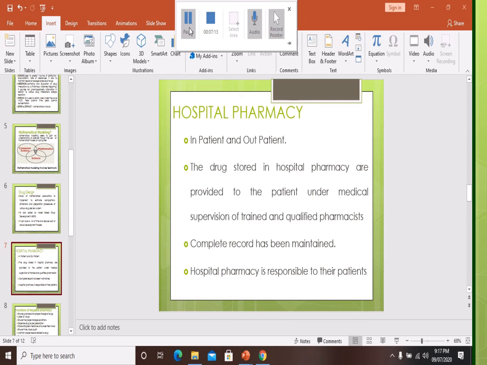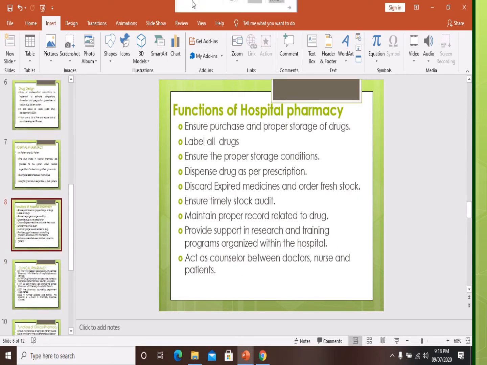What is hospital pharmacy? Both inpatients and outpatients are considered in the hospital pharmacy. The drugs stored in the hospital pharmacy are provided to the patient under medical supervision of trained and qualified pharmacists. A complete record is maintained. Hospital pharmacy is responsible to its patients.